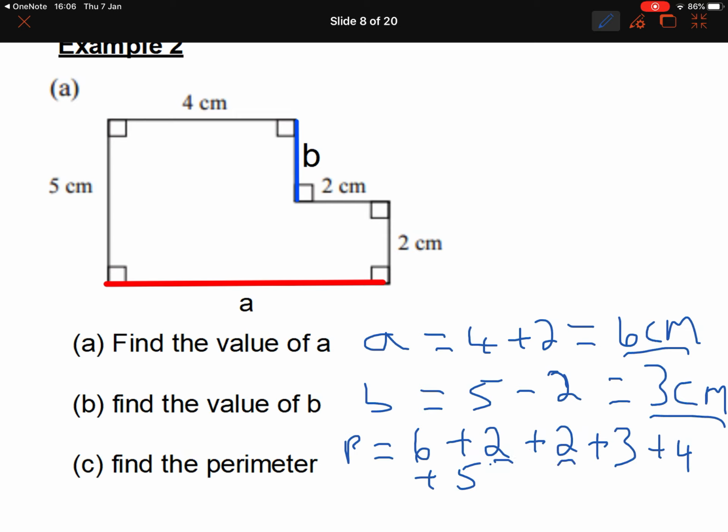Right, so when we add these together, we know that there's 2 lots of 2, so that's 4. Plus another 4 is 8. Plus another 3, 8, 9, 10, 11. 11. And then you can add together another 11. If you add 6 and 5, that's 11. So 11 plus 11 is 22 centimeters. Okay? And that's right.